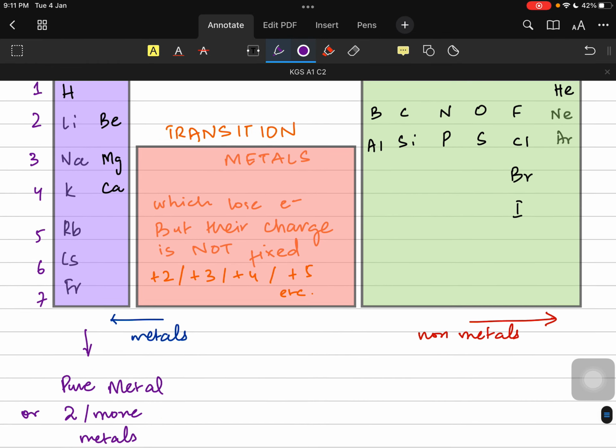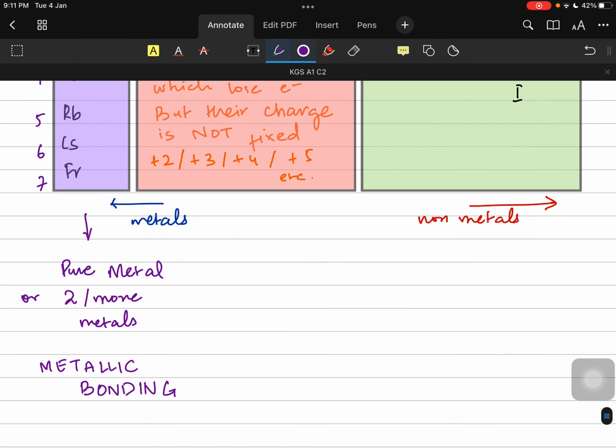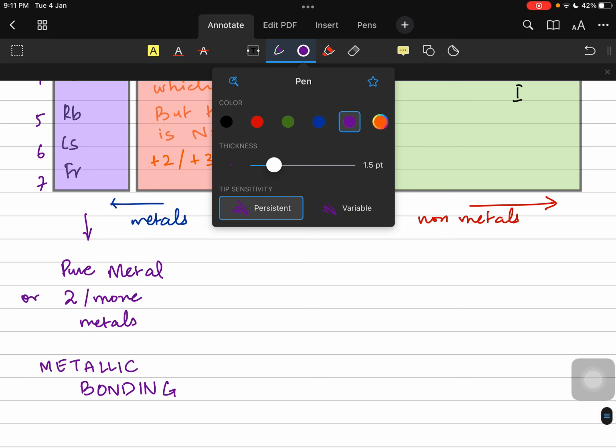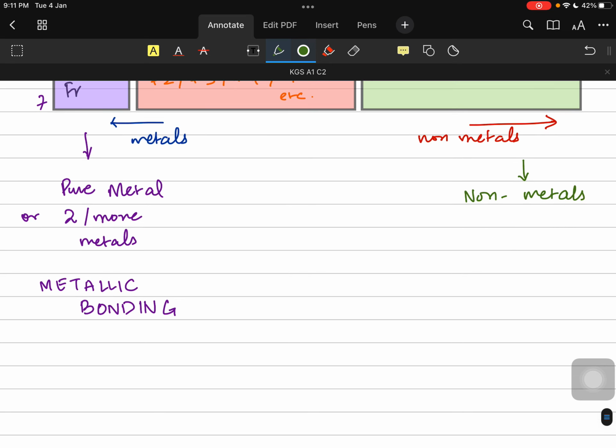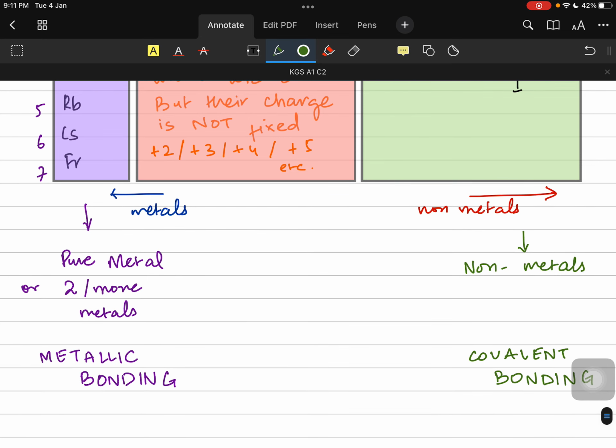What happens when it is a pure non-metal? What happens when you have two or more non-metals? So when you have multiple non-metals, when you have non-metals in a combination, we have a bonding which is known as covalent bonding.